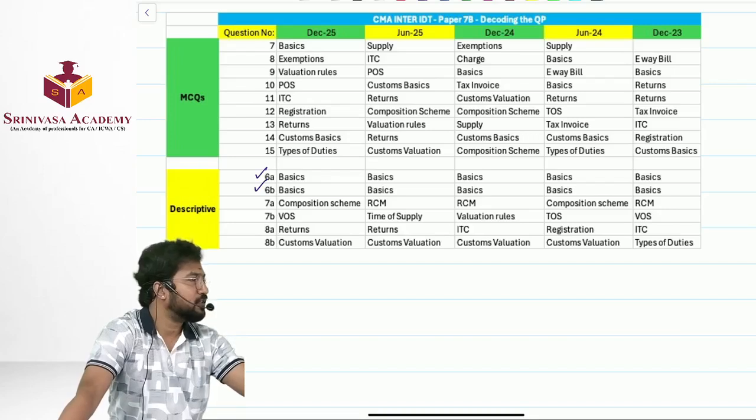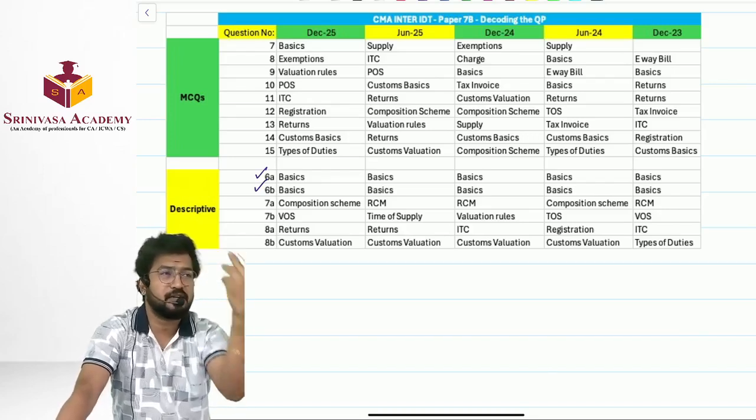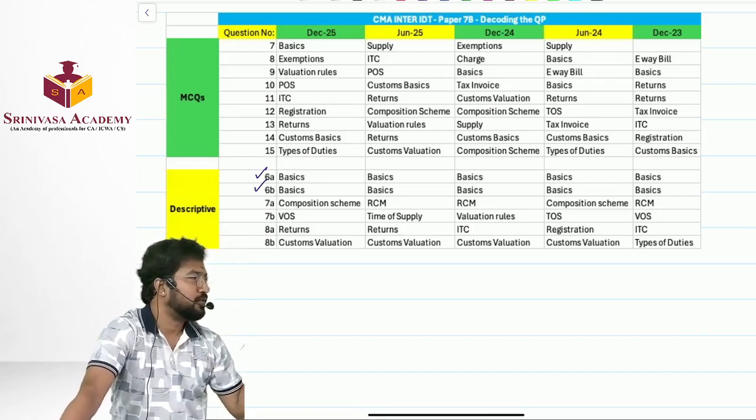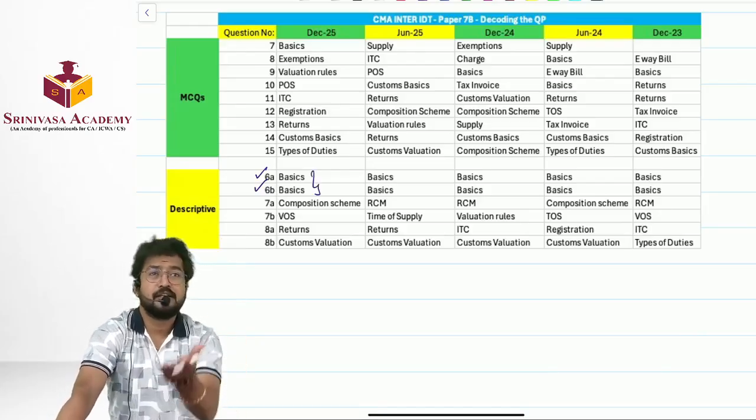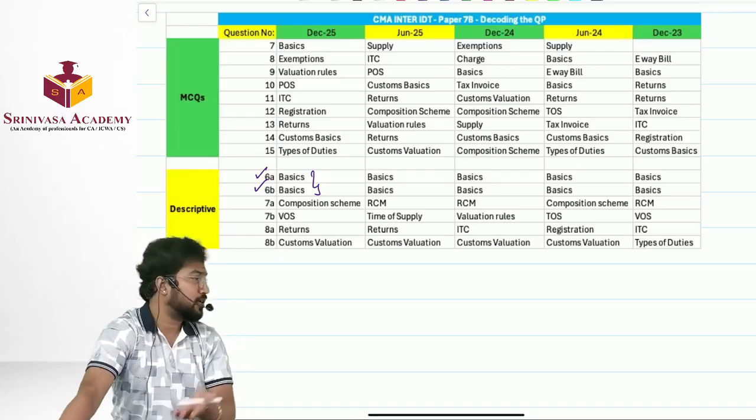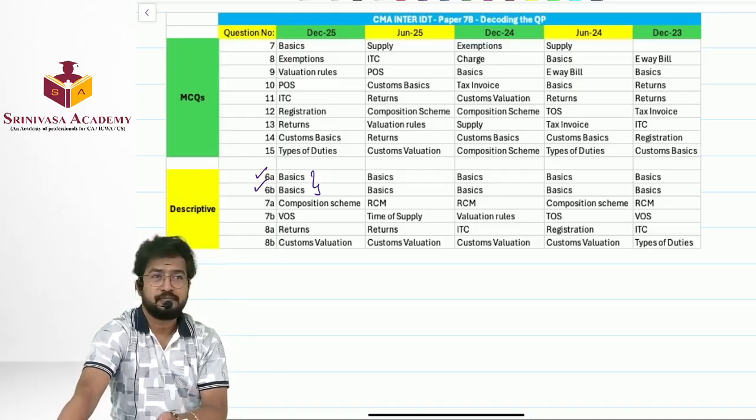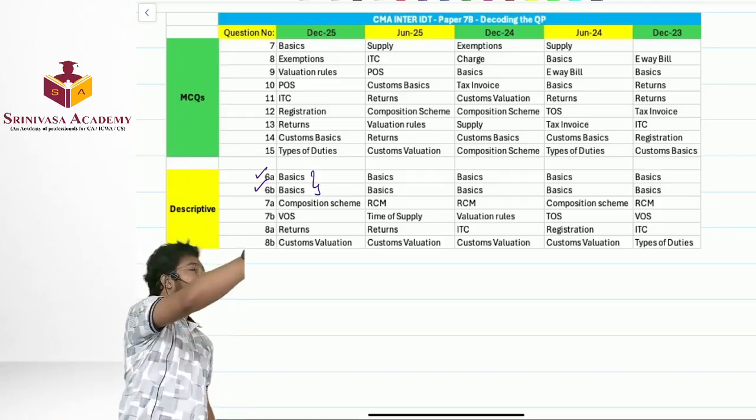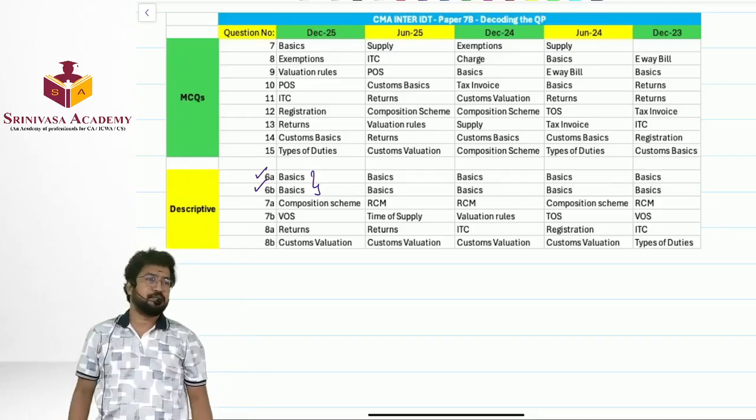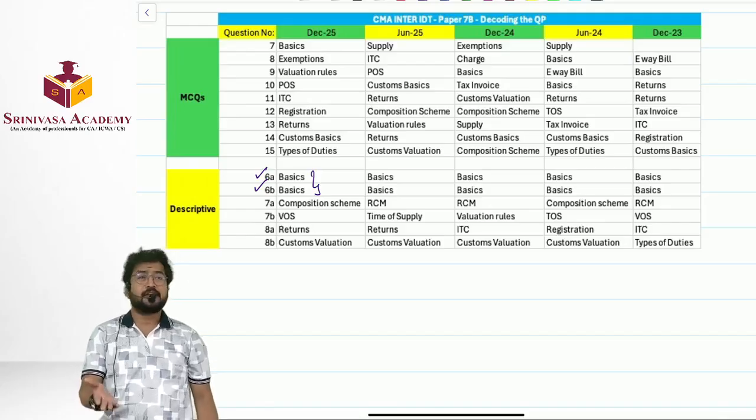Basics chapter, the first chapter, which many students don't even listen to properly in class. That chapter carries 14 marks, 6A and 6B, 7 marks each. They're asking differences between direct tax and indirect tax, 7 marks. Functions of GST Council, 7 marks. What are the taxes subsumed into GST? And they're asking taxation on alcoholic liquor.